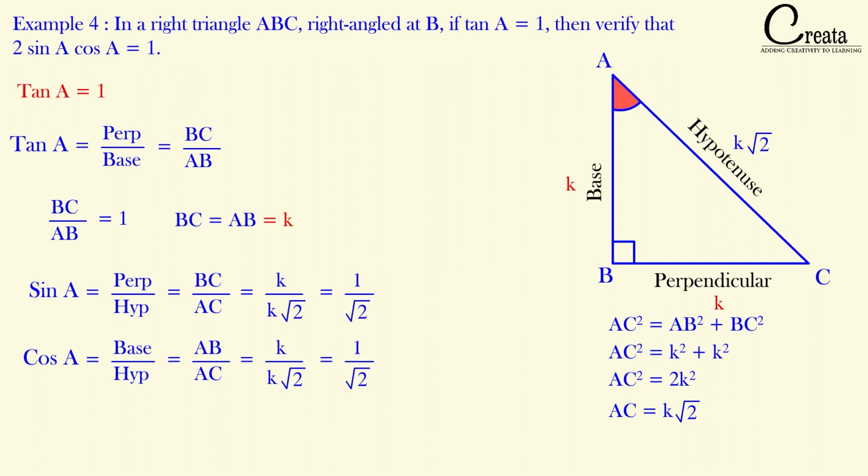Got it? And in the question, we have to find the value of twice of sin A into cos A. Let's put sin A and cos A as equal to 1 by root 2. On solving, we got our value as 1. That is the required value and that is the answer of this question.